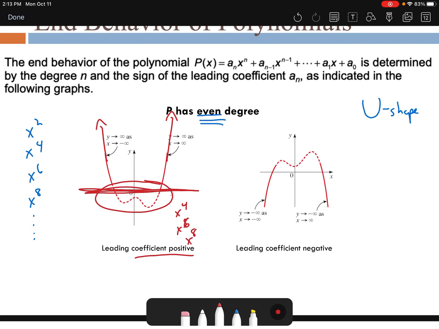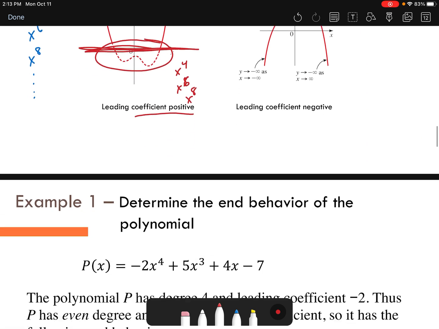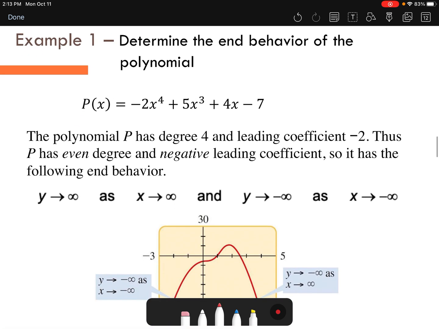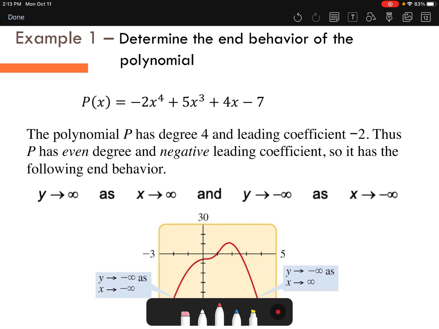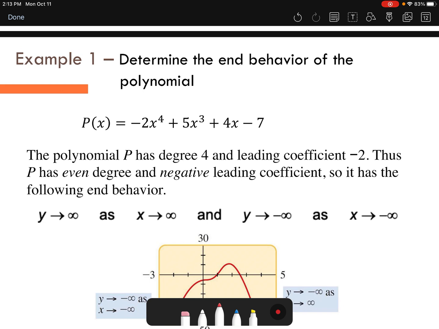So that's pretty important stuff there. But even powers are U-shaped, odd powers are chair-shaped, chair functions. Now, here's an example. Determine the end behavior of the polynomial. The first thing, and I know we can look at the graph and we can see what's going on, that's no problem. But here's the important thing. Just look at the equation. It tells you everything you need to know.